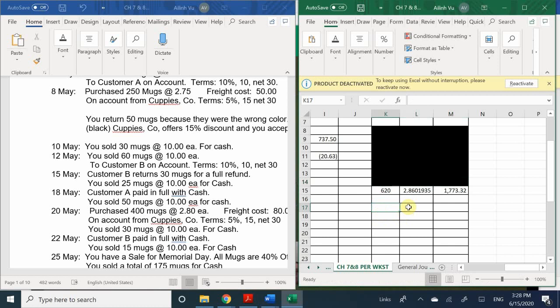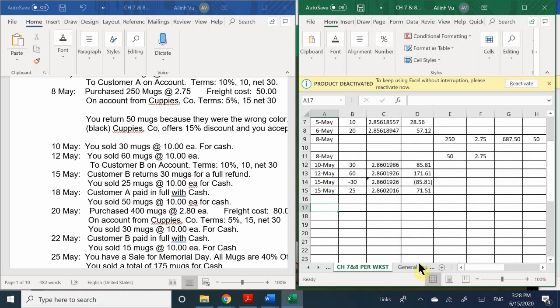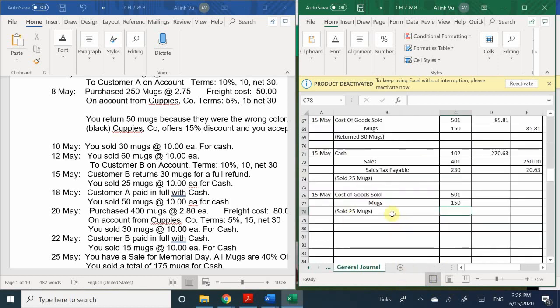Yes. Okay. So now that we have this and we know that we sold 71.51, I'm going to go ahead and update my general journal and indicate this as 71.51. Oopsies, I hit the enter button by accident. 71.51. Here is also 71.51.